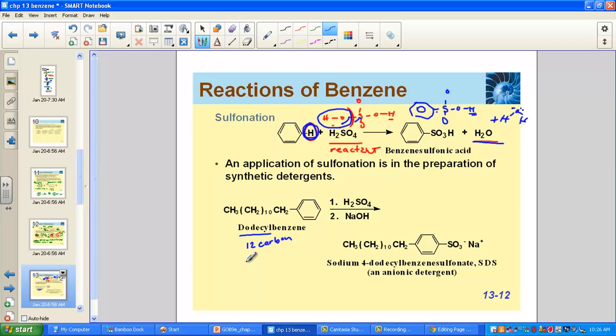Methyl, ethyl, propyl, butyl, pentyl, hexyl, heptyl, octyl, nonyl, decyl. Well, we could keep counting. If we kept counting to carbon 12, dodecyl is what we would hear. Carbon 1, a chain of 10 carbons in a row, and another carbon: 1 plus 10 plus 1 gives us the 12 carbons attached to a benzene ring.